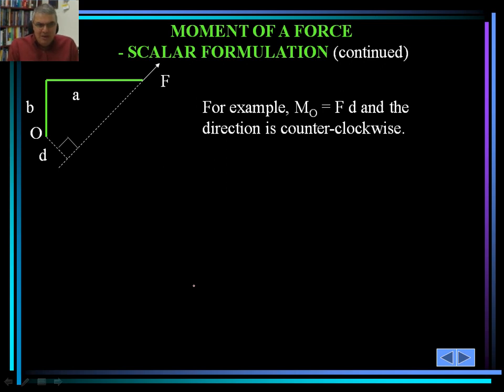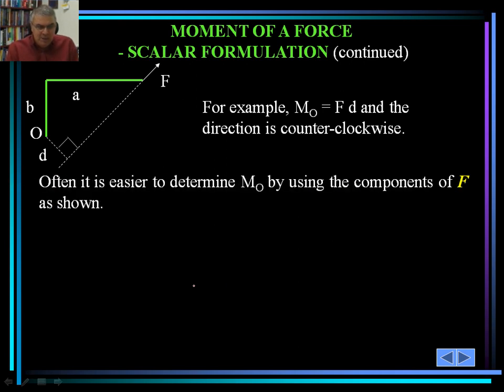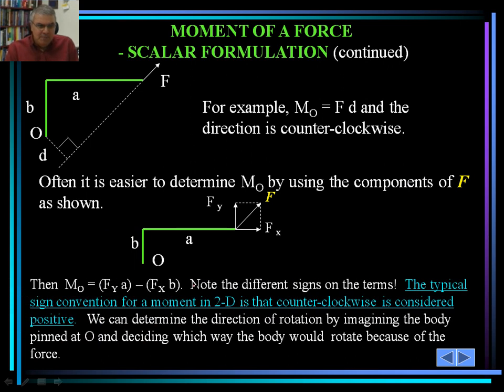In this case, it may not be as trivial. Again, we find the shortest distance between point O and vector F, which is a perpendicular line. We draw that, and as such, we can simply see that we can calculate M sub O as such. Note, in this case, we could also break F into the two components, F sub X and F sub Y. This is the typical sign convention for moments in 2D.